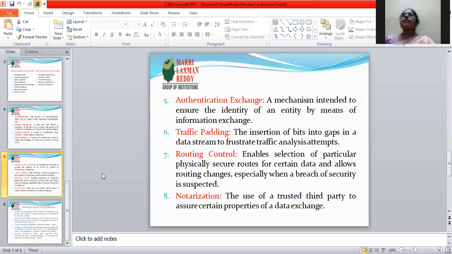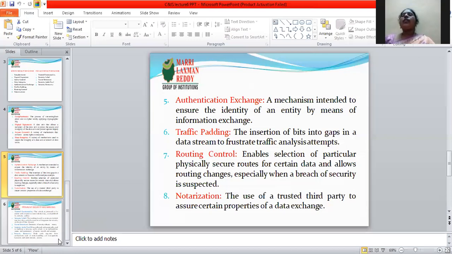Next one, traffic padding, traffic analysis. During the transmission, we observe the data. Here, the insertion of bits into gaps in a data stream to frustrate traffic analysis attempts.